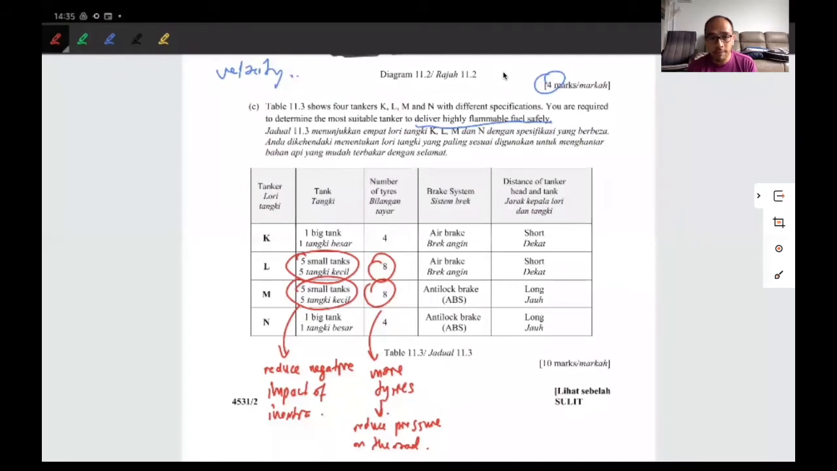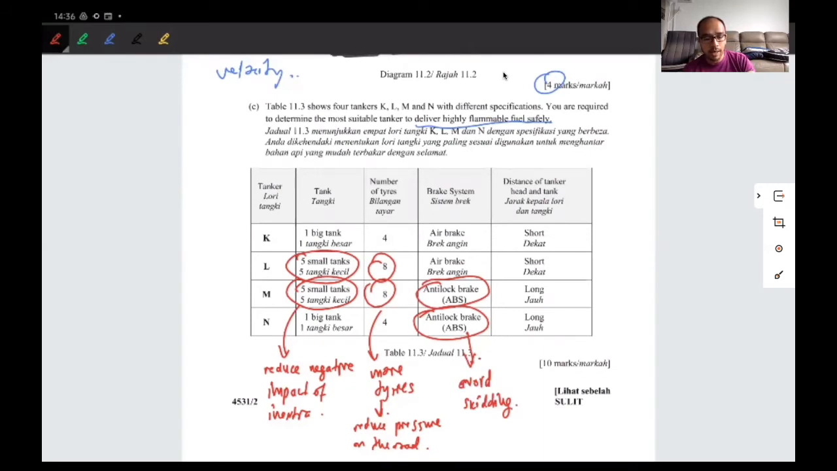Okay, the brake system. Do we want air brake or do we want anti-lock brake? Obviously, we want anti-lock brake, and the reason for this is to avoid skidding. I will talk about ABS a little bit more, maybe in another question. But for now, let's just keep it simple. Avoid skidding.